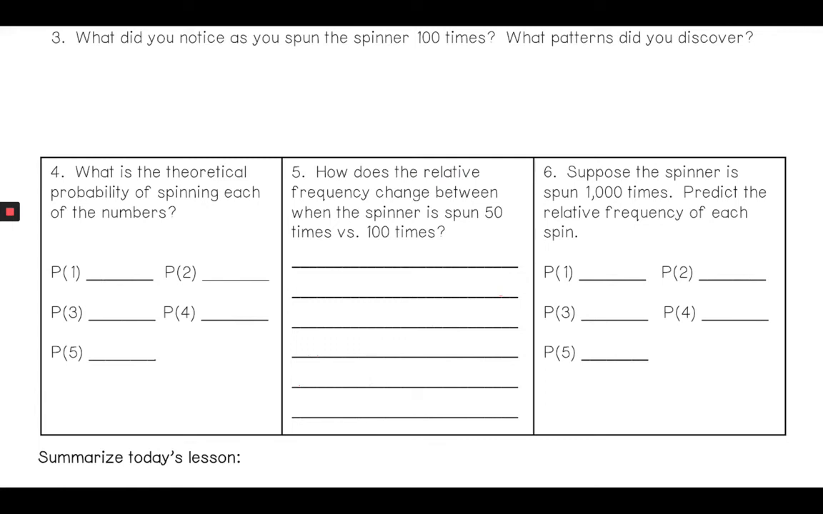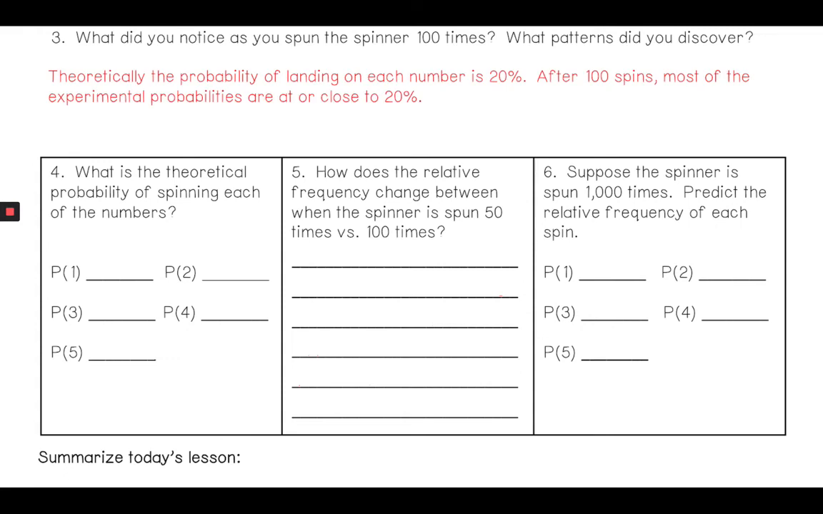Okay. So with that one, noticing from spinning 100 times, the pattern that we discovered is that the theoretical probability is 20%. And if the theoretical probability is 20%, after 100 spins, most of the experimental probabilities are going to be really, really close to 20%. And then number 4, what is the theoretical probability of spinning each number?